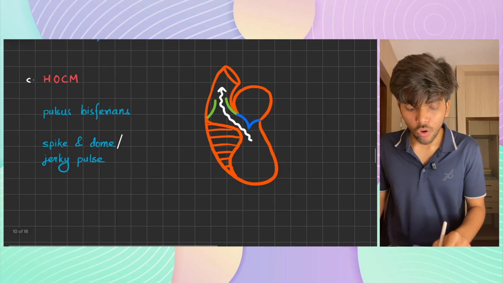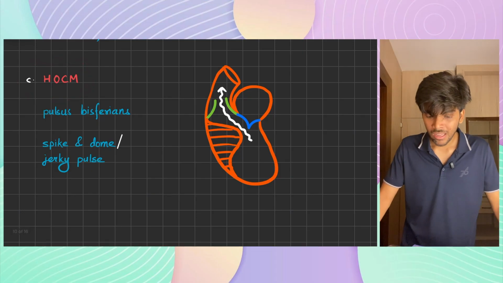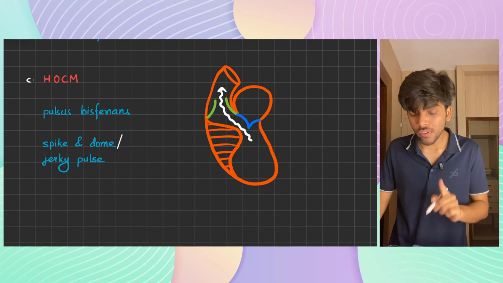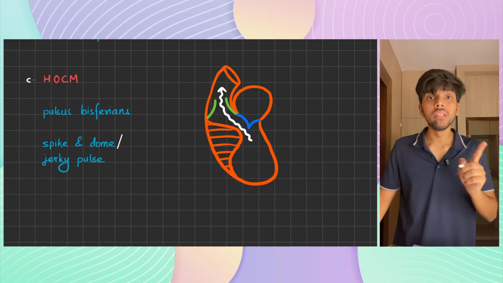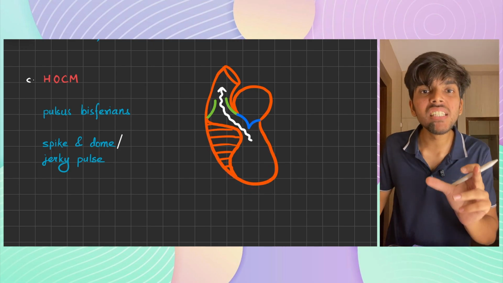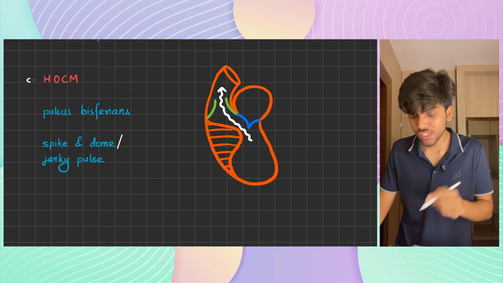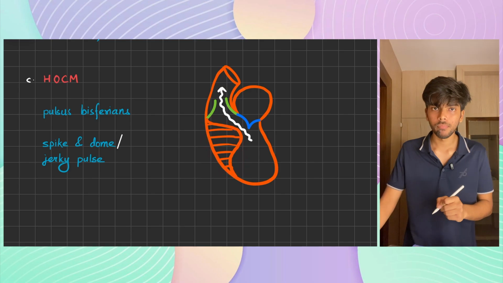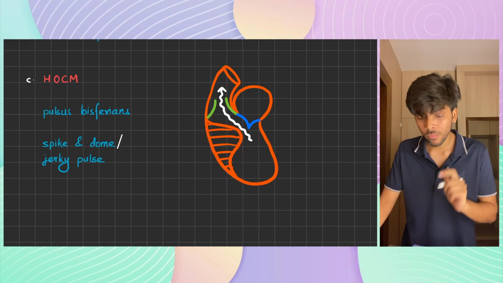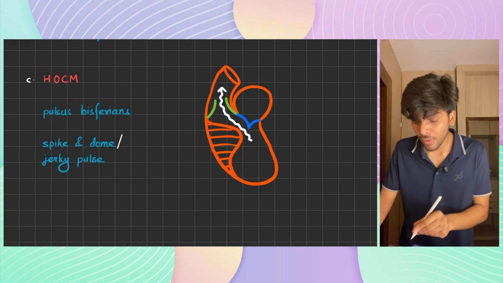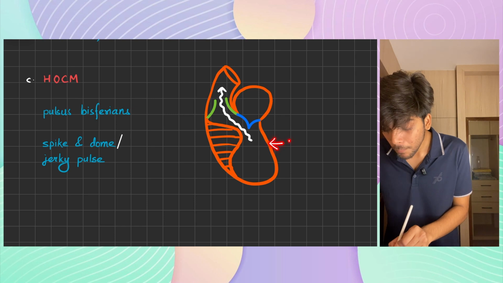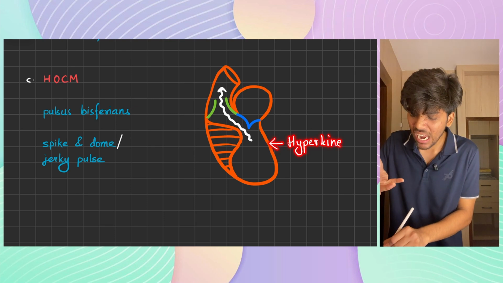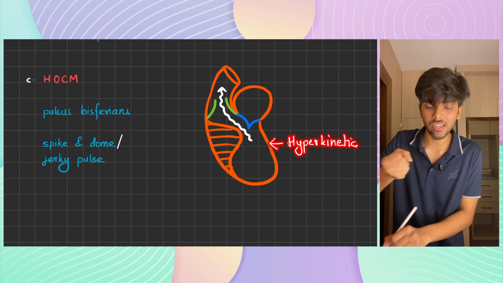Next is hypertrophic obstructive cardiomyopathy. In hypertrophic obstructive cardiomyopathy, there is hypertrophy of the wall of the ventricle, but the hypertrophy is asymmetrical, due to which there is more hypertrophy of the interventricular septum. Number one. Number two, in hypertrophic obstructive cardiomyopathy, the heart is hyperkinetic. That means it contracts vigorously.